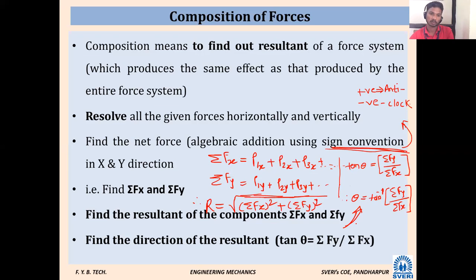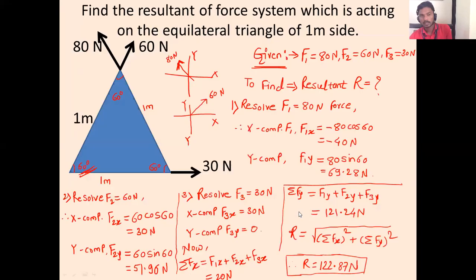We have not solved that problem. Finally, we can find the resultant likewise. This problem we have solved. I think there is no issue with this problem. Is it correct? Yes, sir. This problem we already solved yesterday.